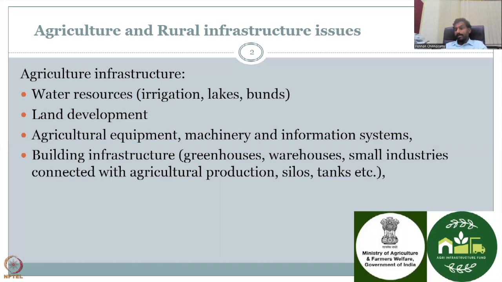Warehouses are, as I said, places where you can store your equipment for sharing, your pumps and other oils and other things. So mostly machinery storing and sharing between farmers. Silos and tanks are mostly for food crop storage.